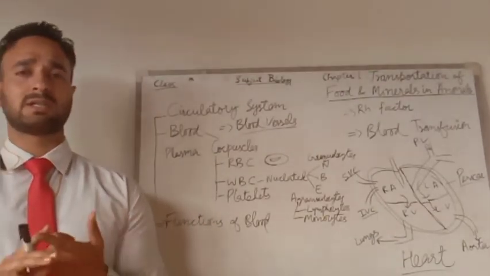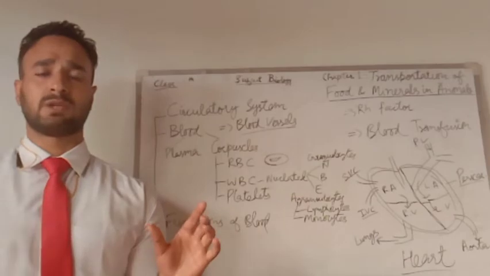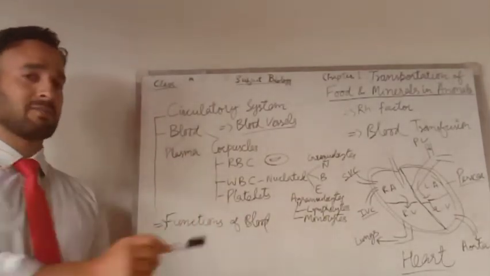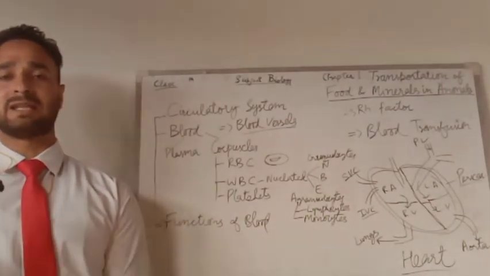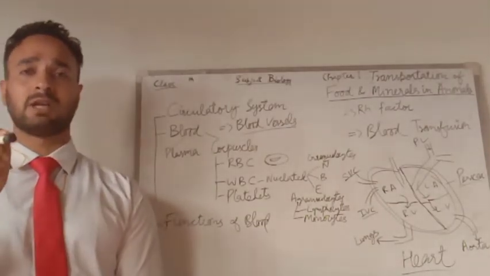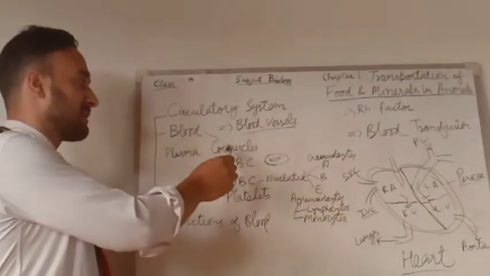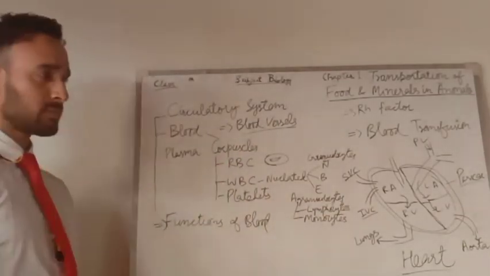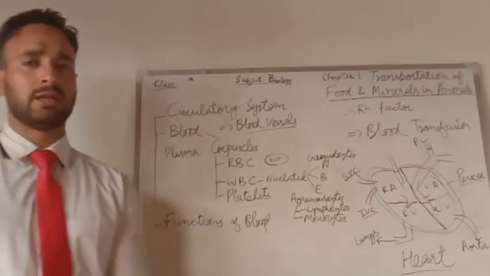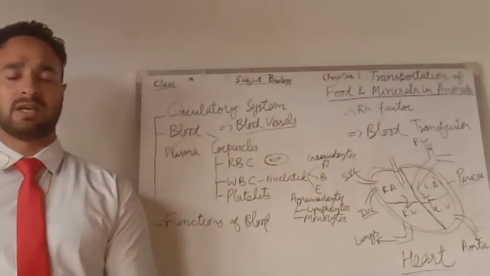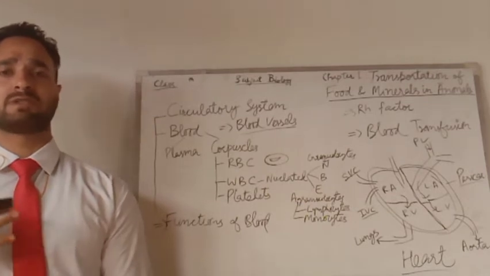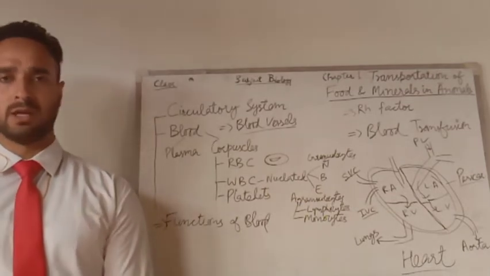Blood is basically composed of two components: the liquid part, which is called the blood plasma, and the cells. We call them corpuscles, and there are three kinds of cells: RBCs, WBCs, and platelets. First, we shall discuss the liquid part. The liquid part in the blood is called the plasma. It's the blood plasma which gives the fluid character to the blood.